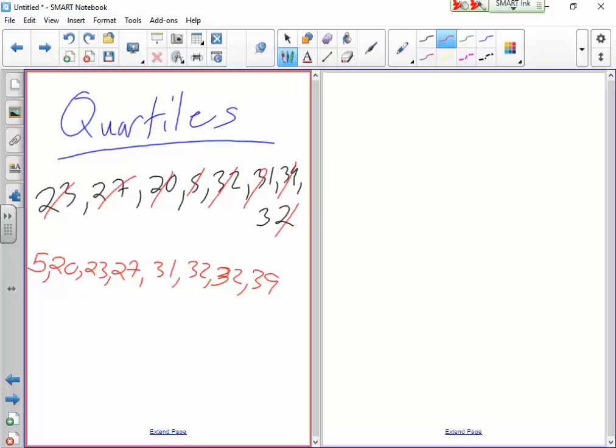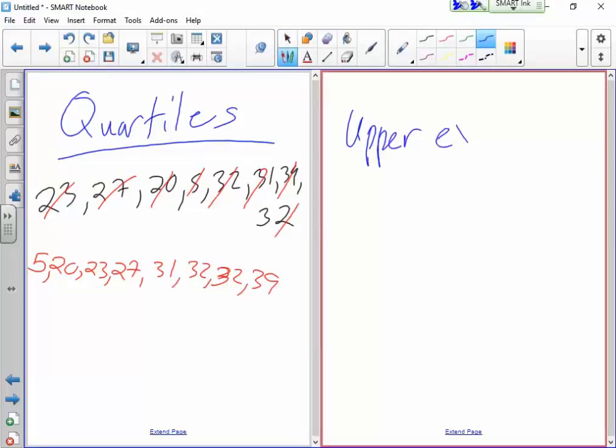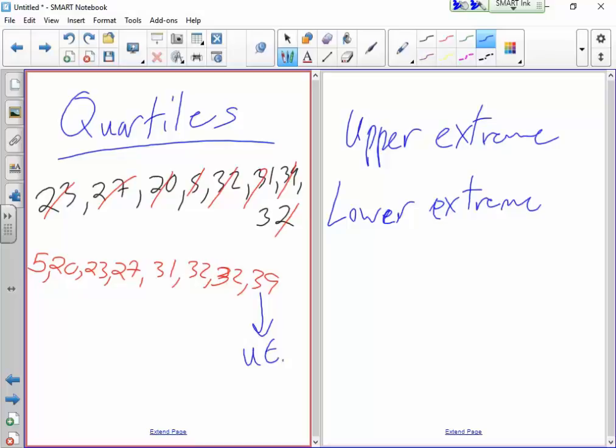All right. So what I want to do now is find things like my upper extreme and my lower extreme. So what's my highest number? 39. I'm going to mark this as my upper extreme. I'm just going to put UE for upper extreme. And then what's my lowest? My lower extreme is 5.